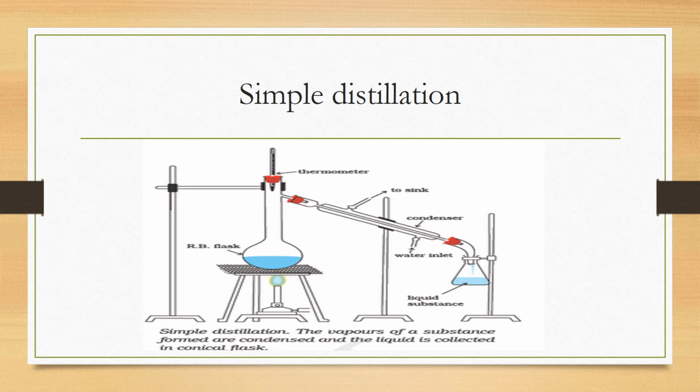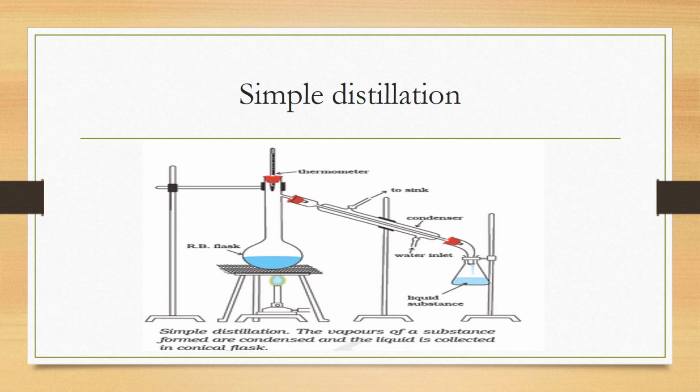We have a condenser. Our RB flask is connected to our conical flask with a condenser, and our condenser has cold water coming in, and then it has an outlet where it goes out. So what happens is when you heat with the Bunsen burner, the water will evaporate like in the previous experiment on evaporation, but then it's going to go to our condenser.